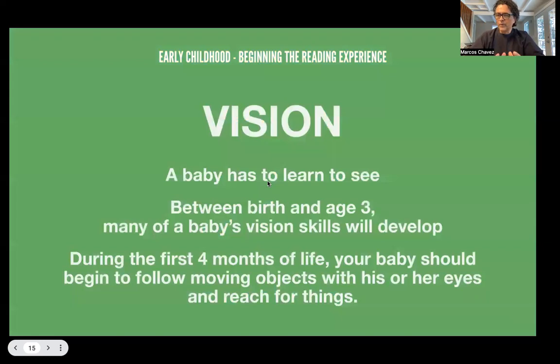And then vision, the way kids see, is also a learning process. I don't think too many of us think about that as a learned skill, but it is something that every person has to do as they get older, from being a newborn within the first weeks and months, and even up to age 3. According to this line here, between birth and age 3, many of babies' vision skills will develop. So it's something that's ongoing up to even the third year, and it's about realizing that there are limitations. The younger they are, the less skilled they are at seeing.